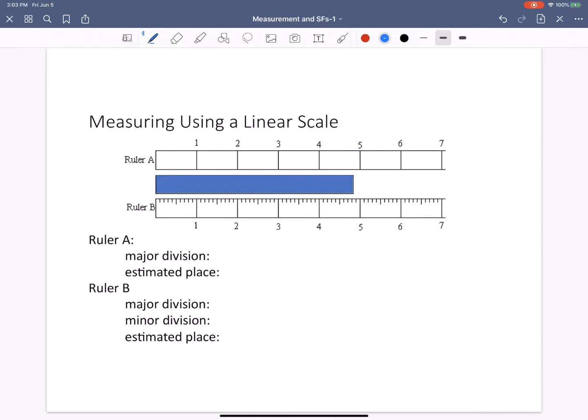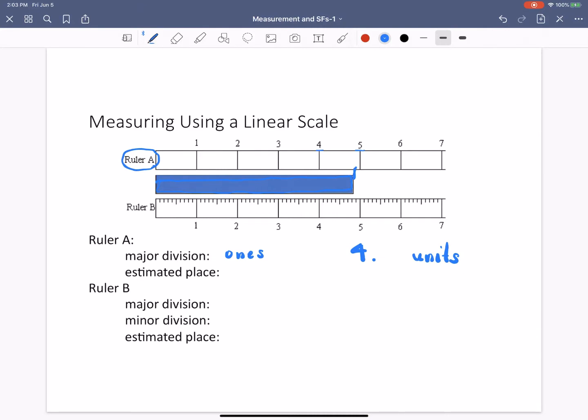Here we have one object, a blue cylinder, and we're going to measure it with 2 different tools. Here we have ruler A, and ruler A has major divisions in the ones place. I can see that the length of this object is between 4 and 5. So it's 4 and a little bit more, whatever the units are.